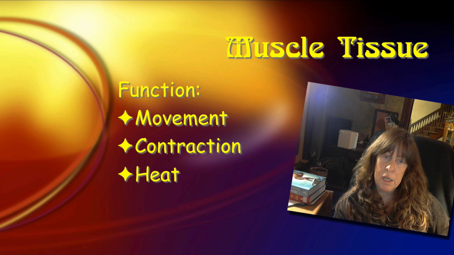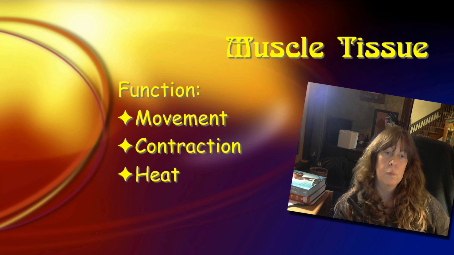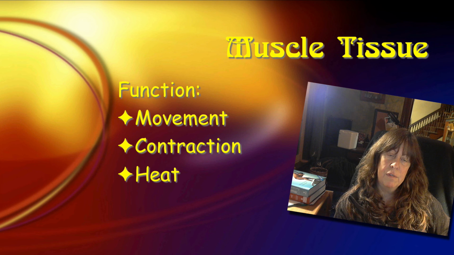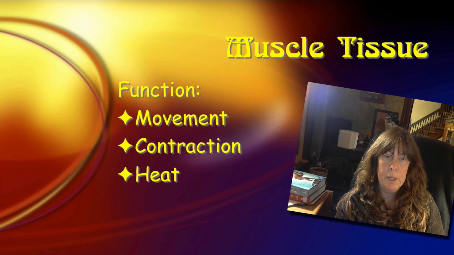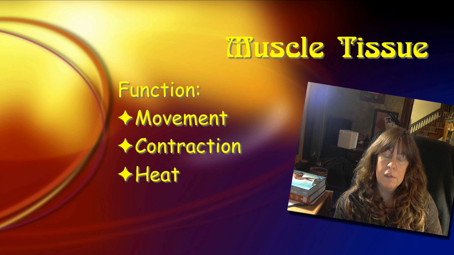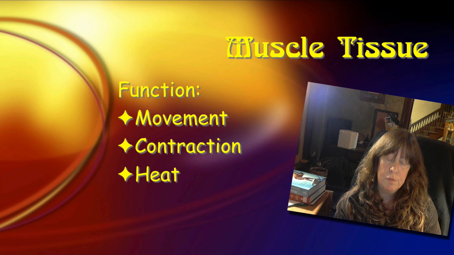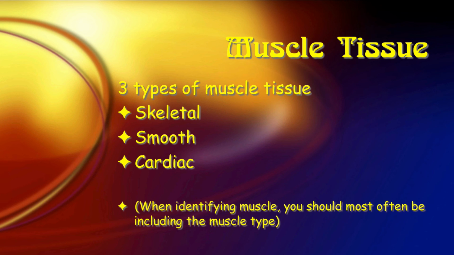Whether it's moving the body through space or moving things through the body, the main function of muscle is movement. The cells have a function of contraction because that's how we get movement, by contracting. And skeletal muscle in particular is important for producing heat for the body. There's three main types of muscle tissue: skeletal muscle tissue, smooth muscle tissue, and cardiac muscle tissue.